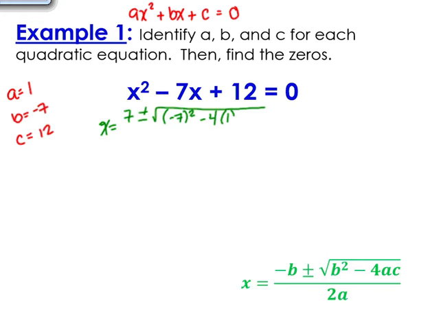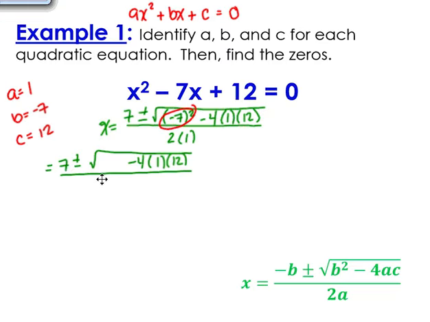Now all you have to do is follow your order of operations and just figure out what this expression is. So inside here, I have to do everything underneath my square root first. So I'm going to start by squaring -7, which means everything else is just going to come straight down. And -7 squared is -7 times -7, which is +49.